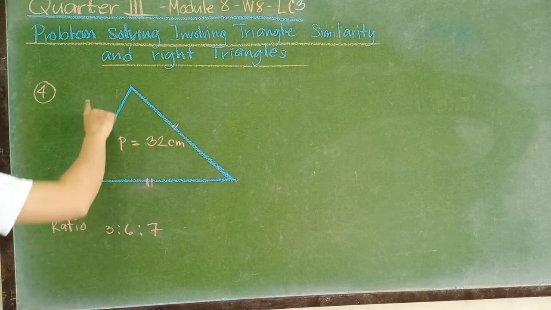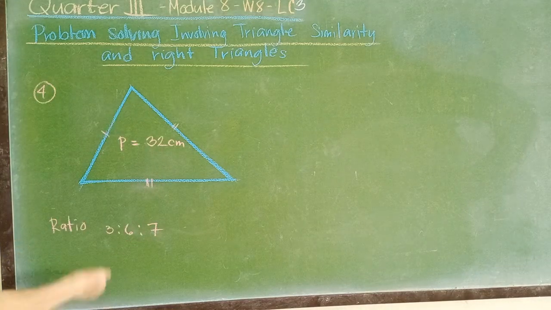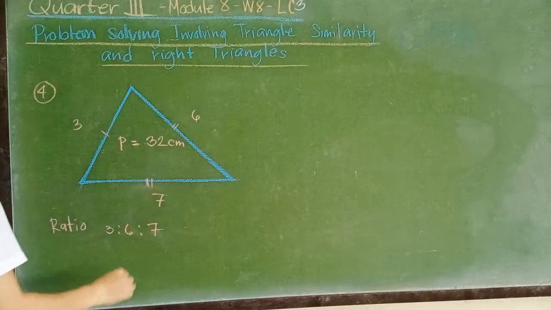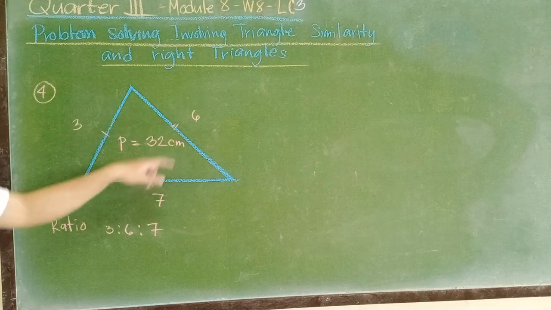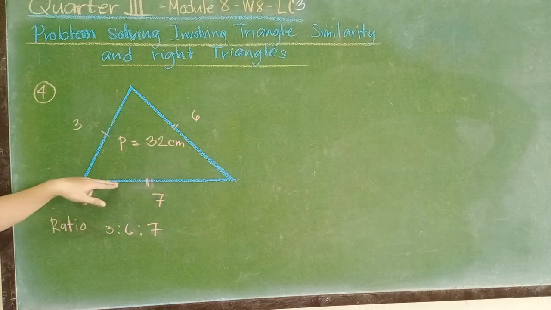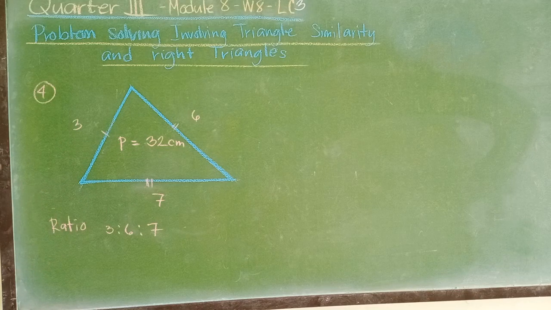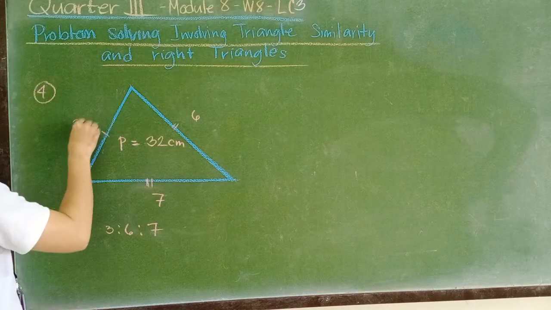And then yung ratio ng tatlong yan is 3, 6, 7. So ibig sabihin yung pinakamaliit is 3, tapos 6, tapos 7. Now obviously, hindi 3, 6, 7 yung length ng mga sides. Ratio pa lang yan. So yung mga ratio na yan, i-multiply mo sila sa isang certain number, let's say x.